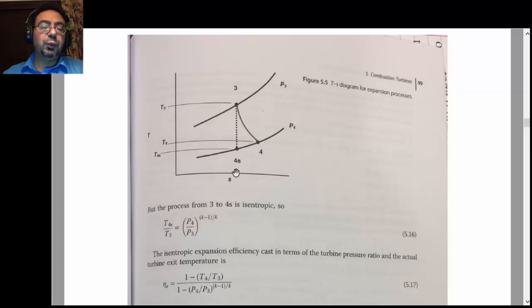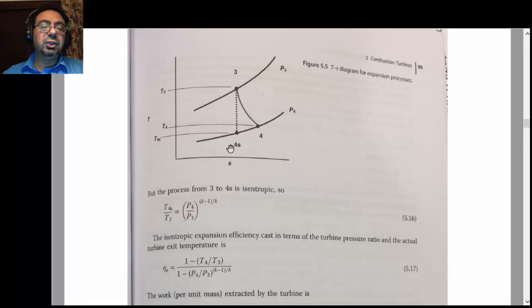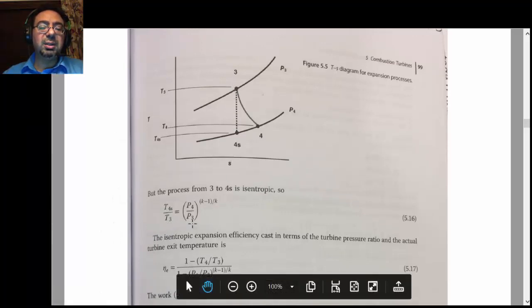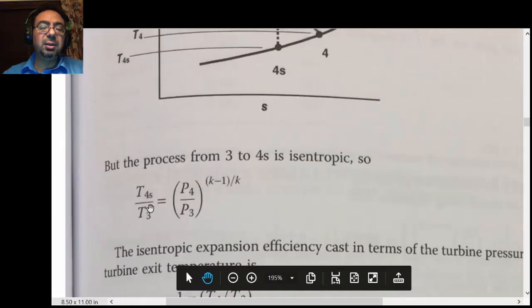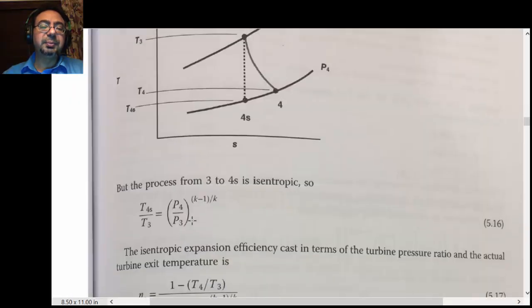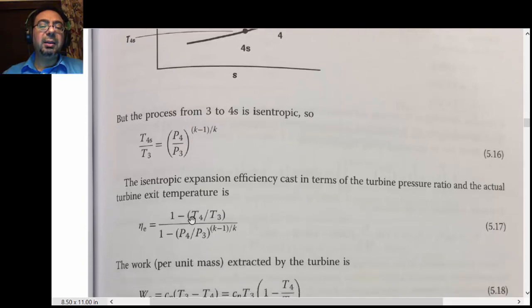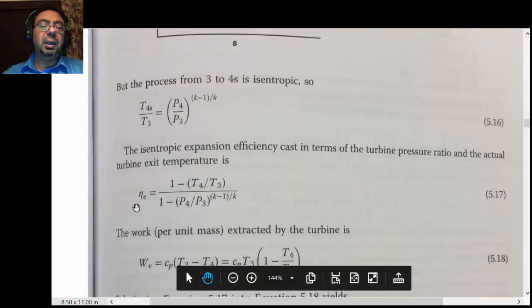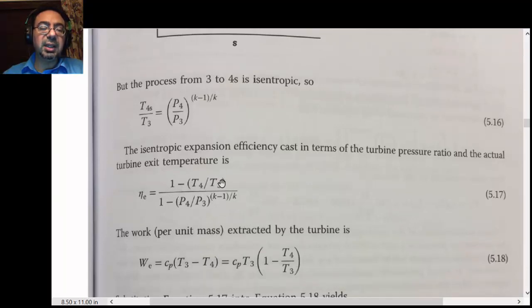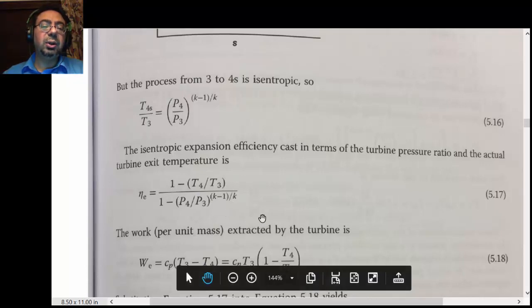Anyway, he goes from 3 to 4s, and here is 3 going to 4. The 3 and 4s are related to each other by this expression. Why? Because they are isentropic, right? 4s over 3. And the eta is the small work over the big work. In this case it would be the actual work over the ideal work, the actual being the smaller one, and the ideal work being the bigger one.